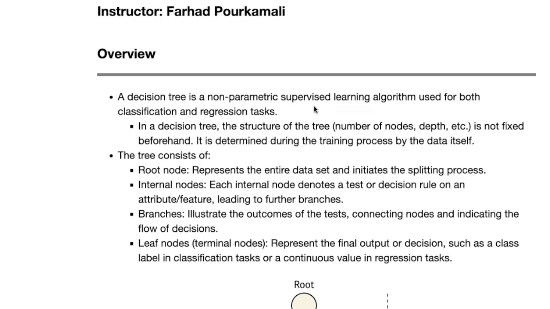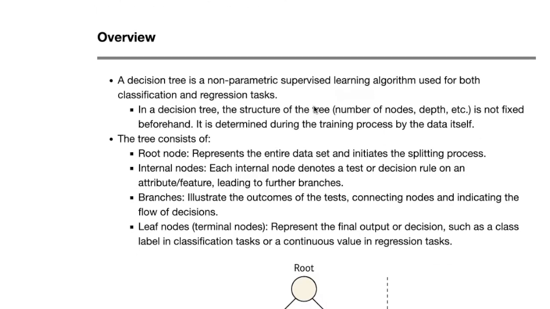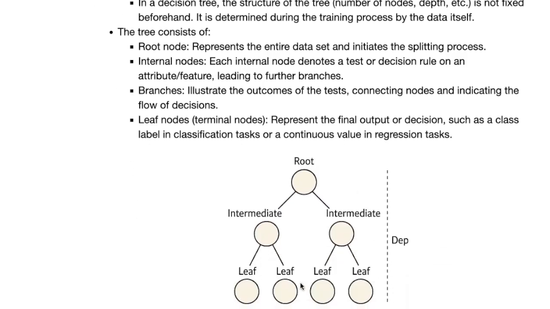This means that the structure of the tree, and if we don't know what the tree looks like, this is something that we have here. I will discuss this in more detail, but the structure of this tree, such as the number of nodes that we have, the depth of this tree, etc., these things are not fixed beforehand. And we're going to actually learn that from the data itself.